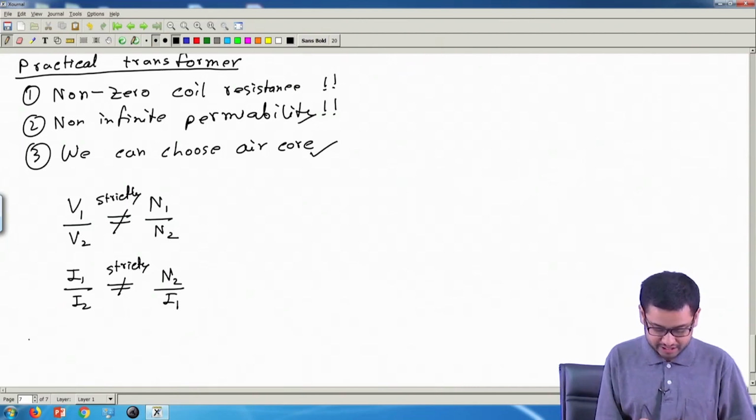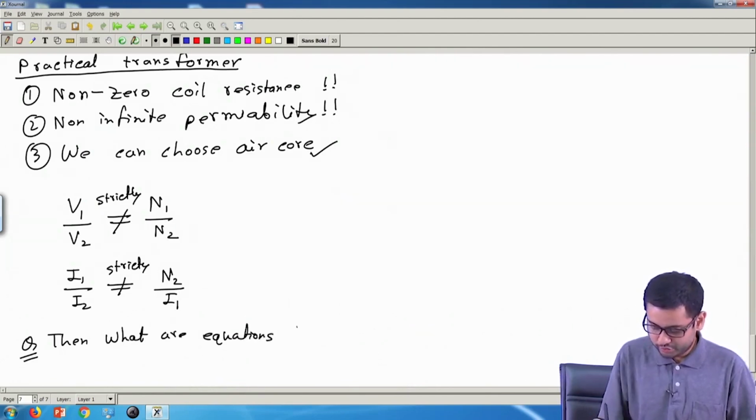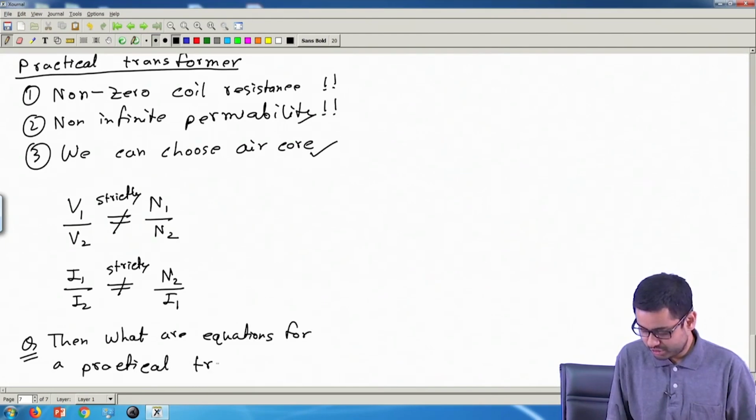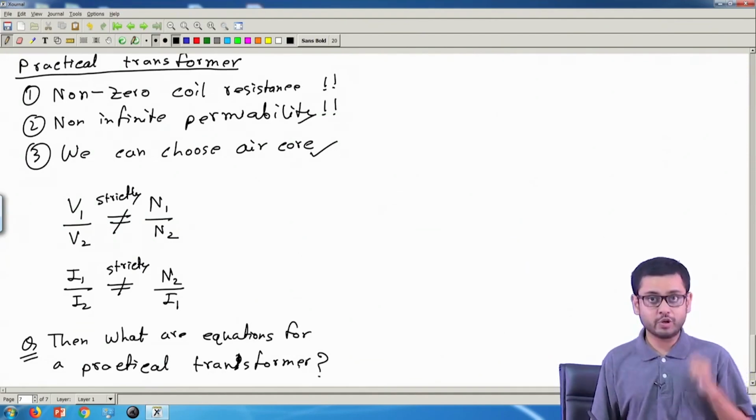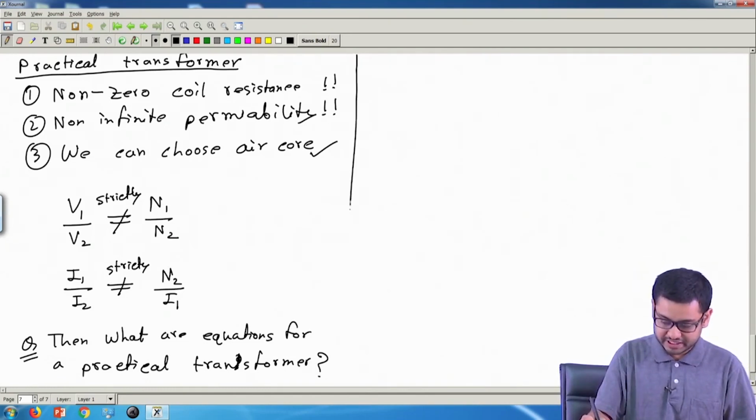So therefore, you can ask the question, then what are the equations for a practical transformer? Because the ideal equations are not true. So what are the equations for a practical transformer? This is what we will see next.